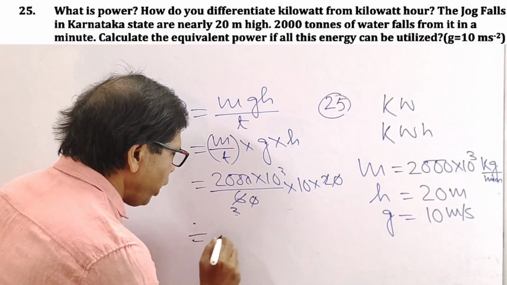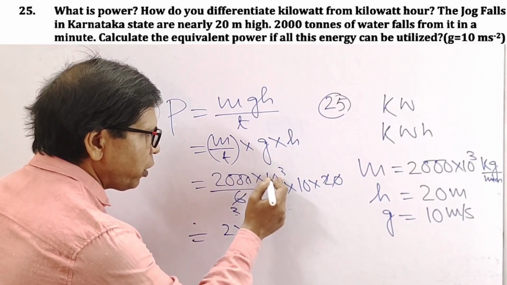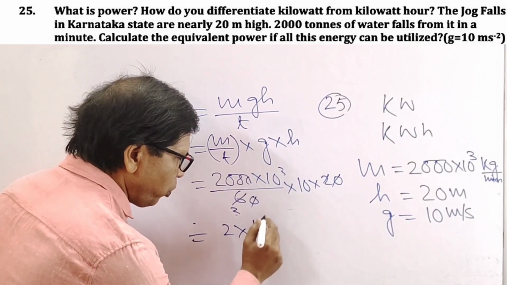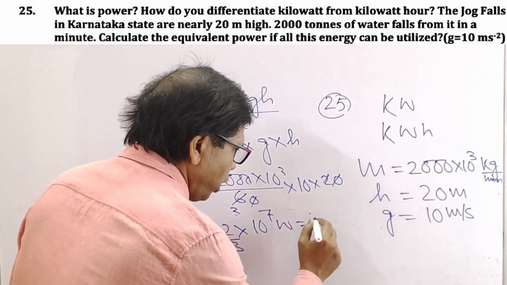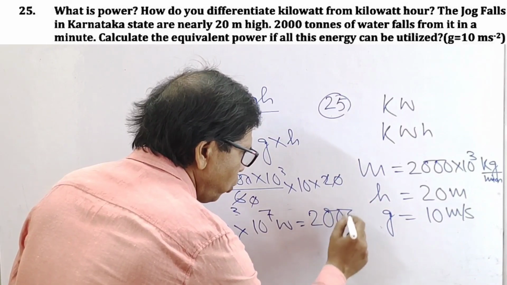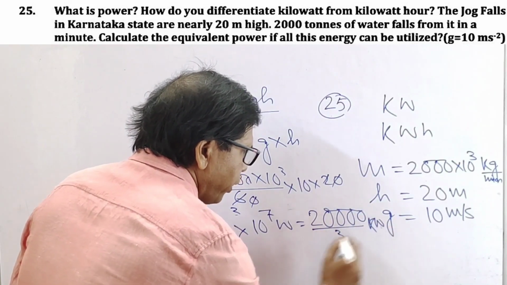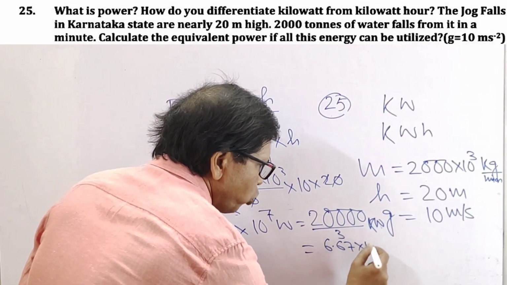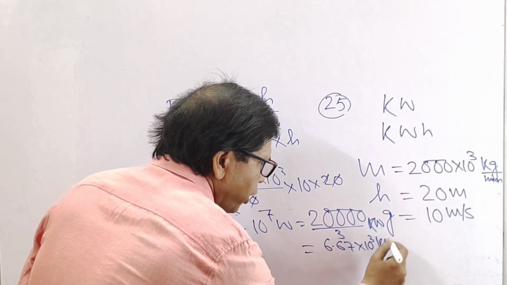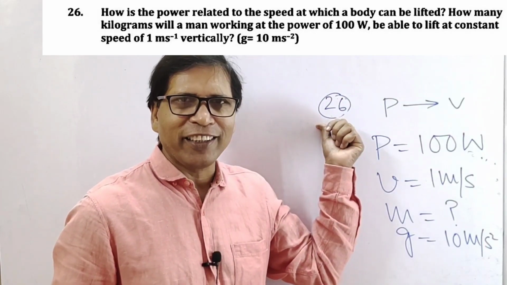Okay. Therefore, here power is equal to 2 into 10 to the power 3, 10 to the power 3 and 10. So, this is 10 to the power 7 divided by 3 watt. Okay. So, this is 20000 by 3 kilowatt. Therefore, this is 6.67 into 10 to the power 3 kilowatt, which is the equivalent power. Okay. Question number 26.